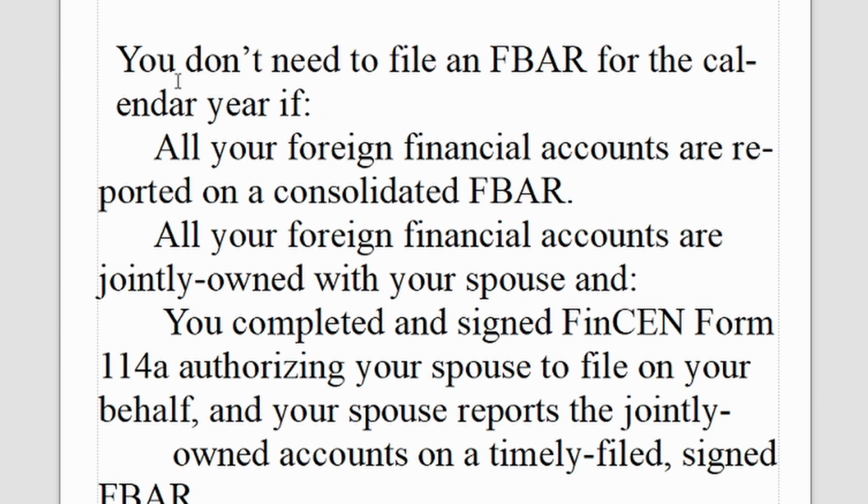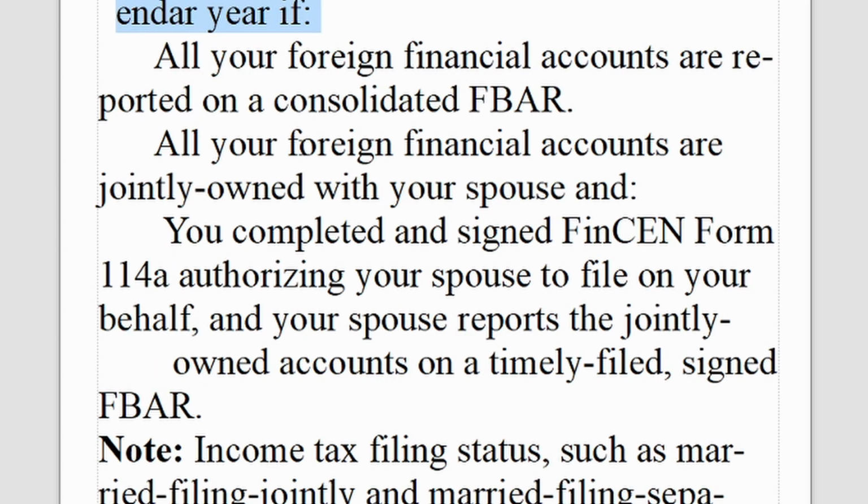A lot of married couples are wondering how that works for them if they file their taxes jointly or file FBAR jointly. So here it says you don't need to file an FBAR for the calendar year if all your foreign financial accounts are reported on a consolidated FBAR. That's for companies that have subsidiaries that they own more than 50%. So not a lot of people have that problem.